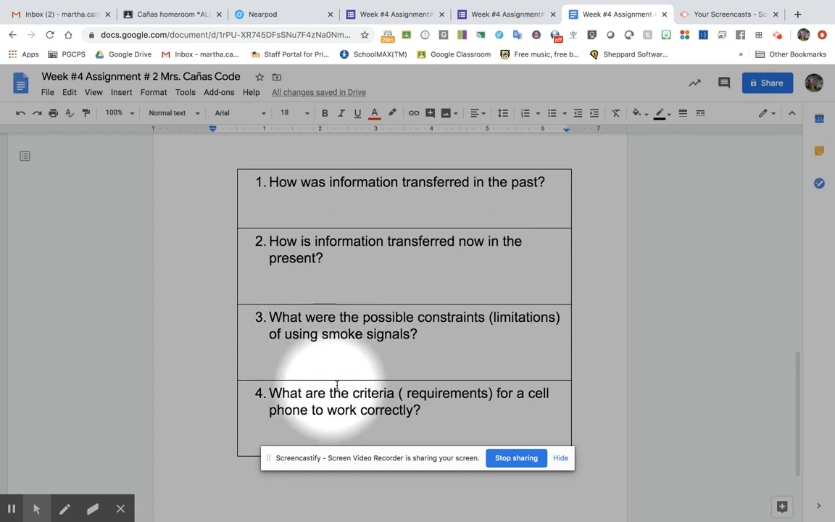Question 4. What are the criteria or requirements for a cell phone to work correctly? For your cell phone to function, what does it need? Does it need to be charged? Does it need to have service or an internet connection? Does it need to not be broken? Just tell me what you think is required for a cell phone to work correctly.